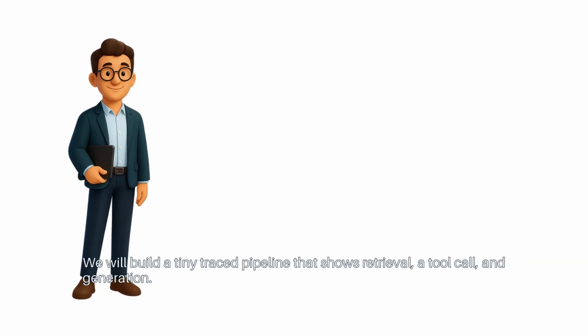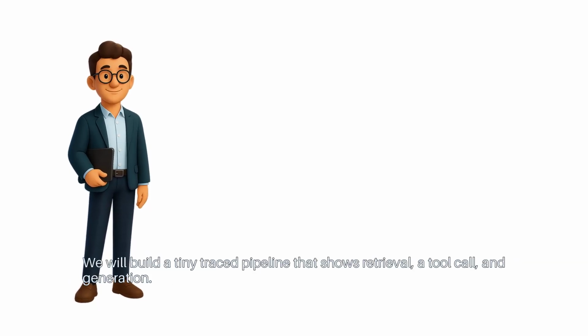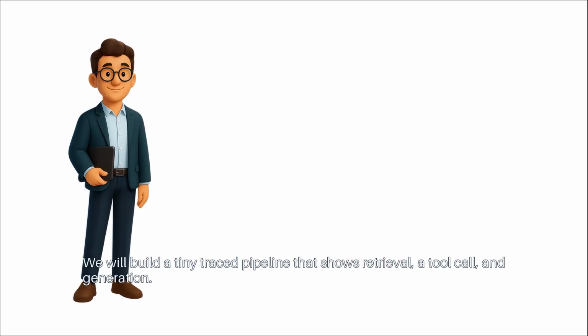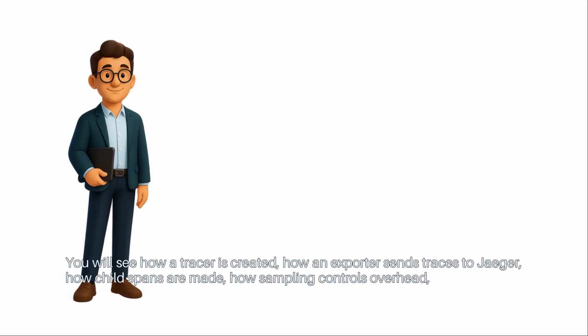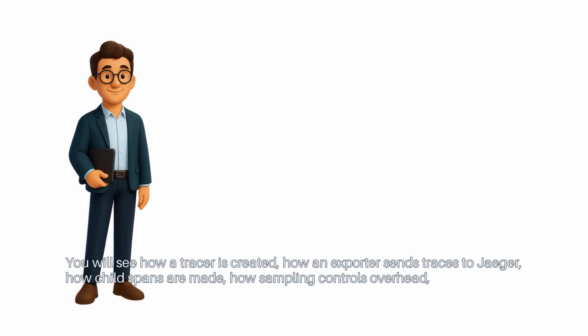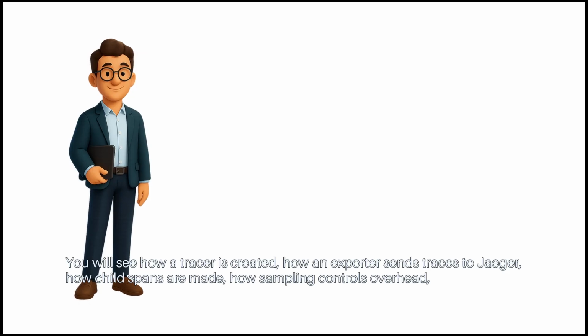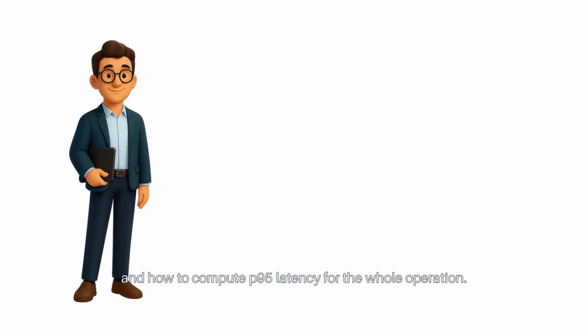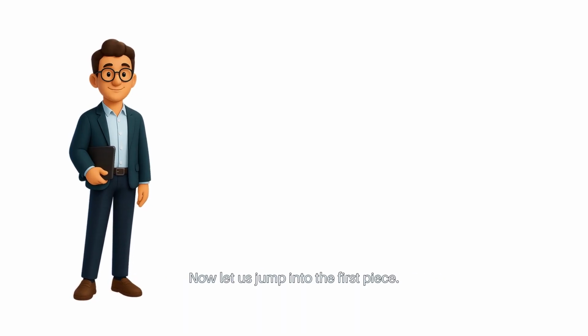We will build a tiny traced pipeline that shows retrieval, a tool call, and generation. You will see how a tracer is created, how an exporter sends traces to Jaeger, how child spans are made, how sampling controls overhead, and how to compute P95 latency for the whole operation. Now let us jump into the first piece.